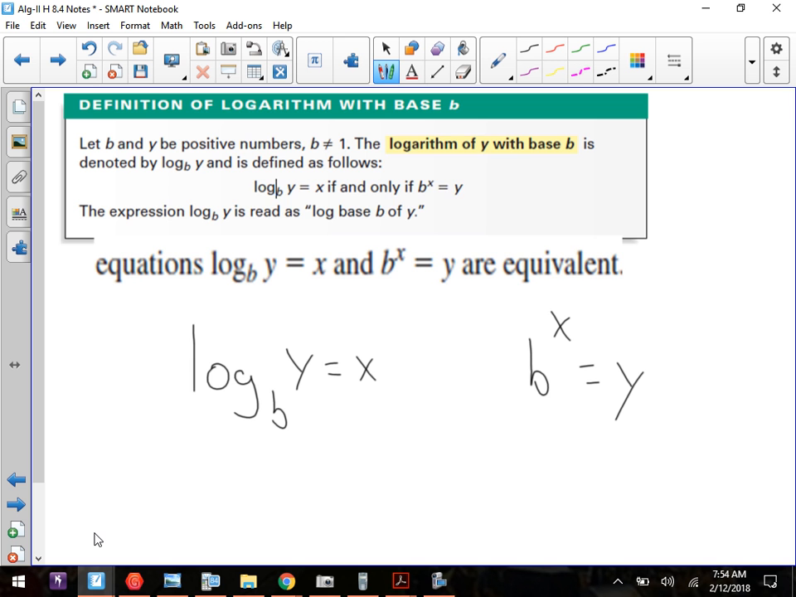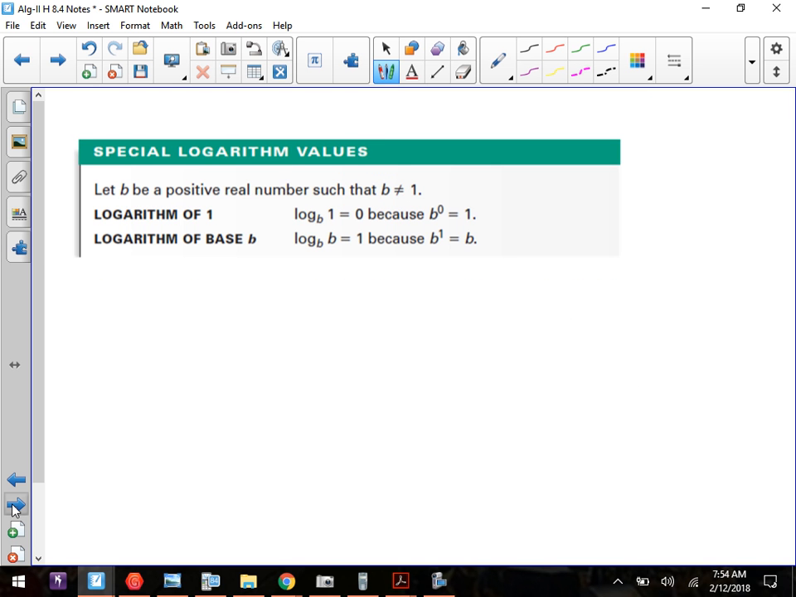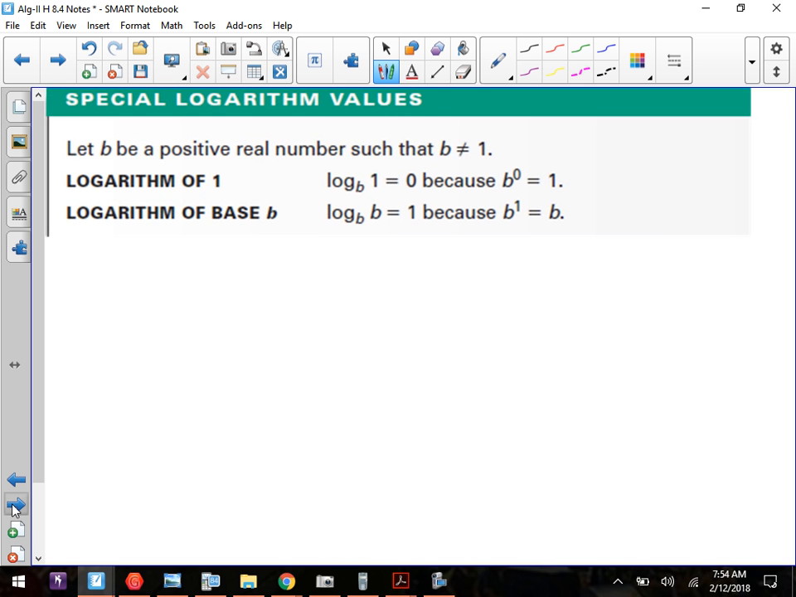So anyway, what we do here is they also have these 2 properties, and this is kind of where everything stems from. You have 2 properties of logs. Log base b of 1 equals 0, because b to the 0 equals 1. Anything to the 0 power always equals 1. So what we write in terms of logarithms is that log base b of 1 equals 0.